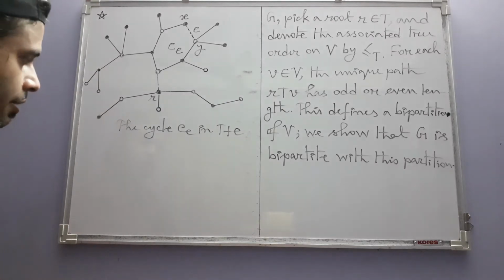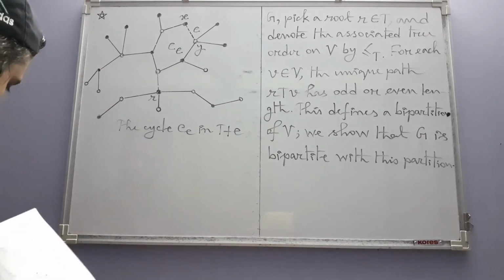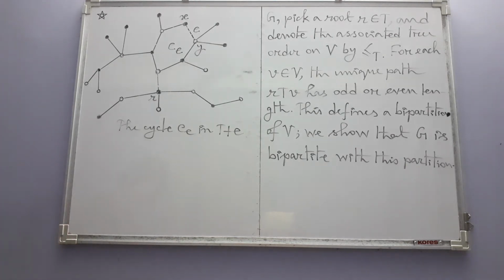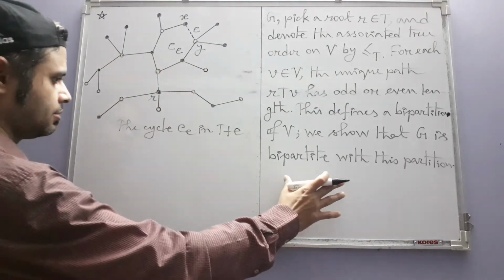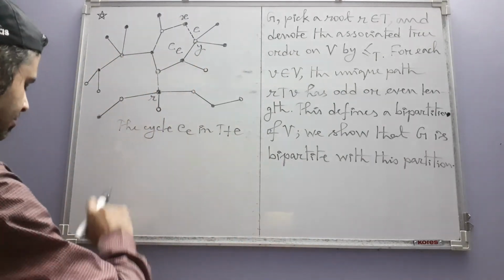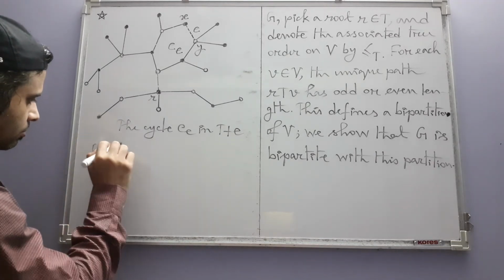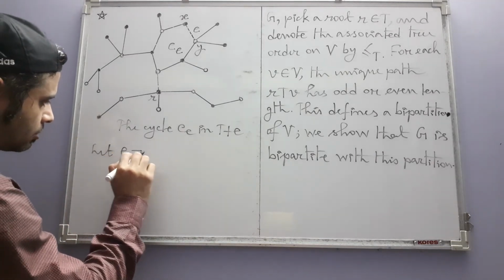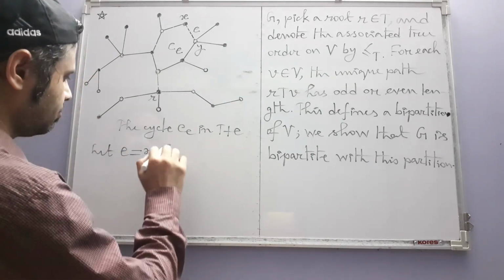Okay, now we continue the proof. So after this, let me write from here. Let E equal to xy be an edge of G.